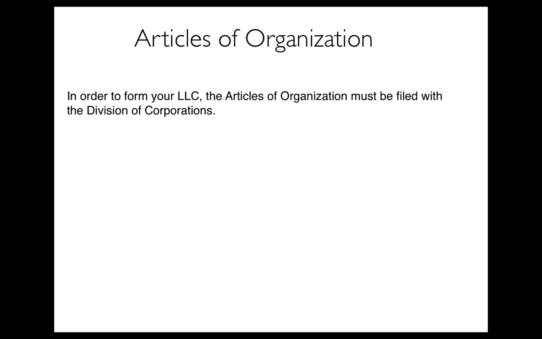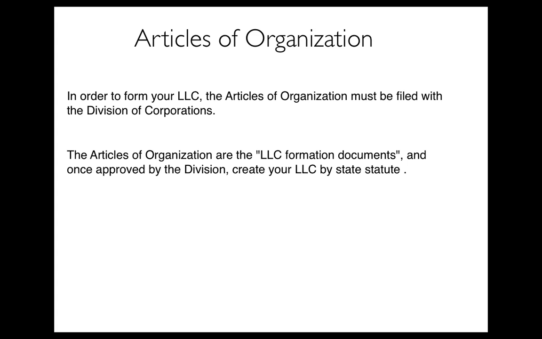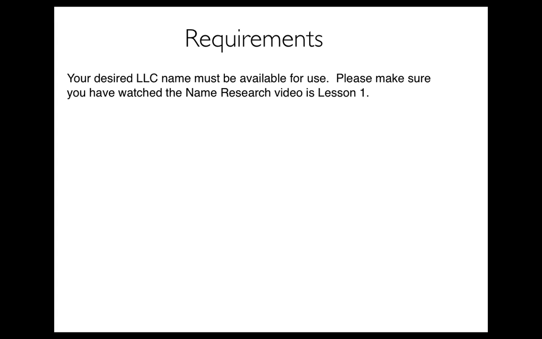Articles of Organization. In order to form your LLC, the Articles of Organization must be filed with a division of corporations. The Articles of Organization are the LLC formation documents, and once approved by the division, they create your LLC by state statute. Your desired LLC name must be available for use. Please make sure you have watched the name research video in Lesson 1.